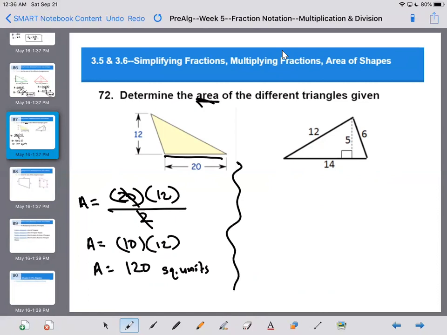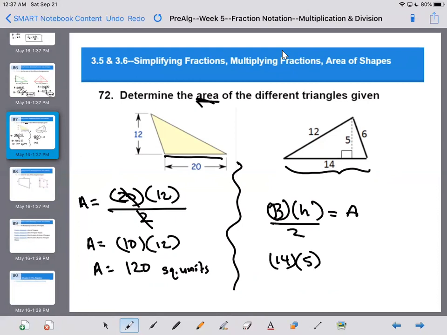Over here, I know the base. The base of the entire triangle is 14. And we know the height, and we need to divide all that by 2. So the base would be 14 multiplied by the height, all divided by 2. So 2 will divide 14 7 times. So 7 times 5 is 35 square units. And that's your area.